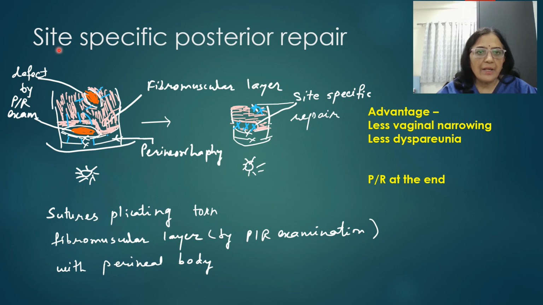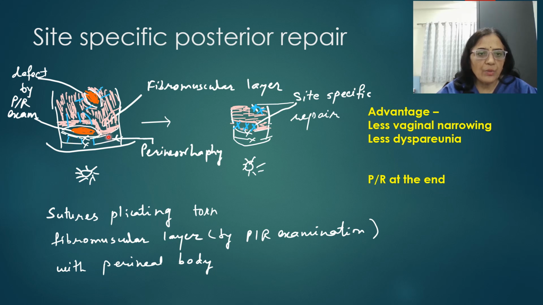The second technique is called site-specific posterior repair. Here, the same vertical incision is given, and separation of the vaginal epithelium from the underlying fibromuscular layer is done in a similar manner. But rather than plicating the fibromuscular layer in the midline by taking multiple transverse sutures, what is done here is we do a PR examination and with the finger we see where the weakness in the fibromuscular layer is. Here, as you can see in this patient, there is an oblique defect in the fibromuscular layer and here is a transverse defect where the fibromuscular layer is detached from the perineal body.